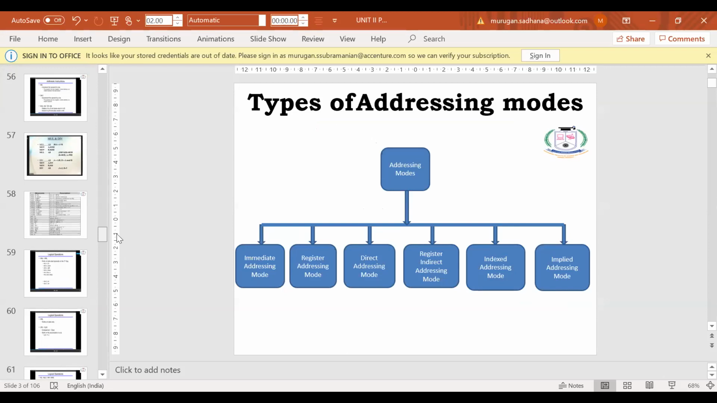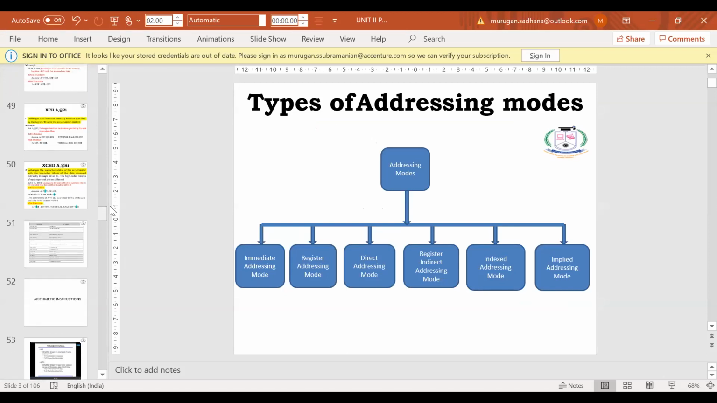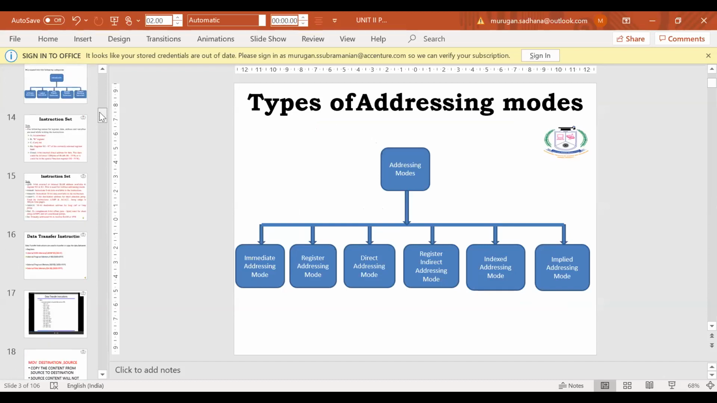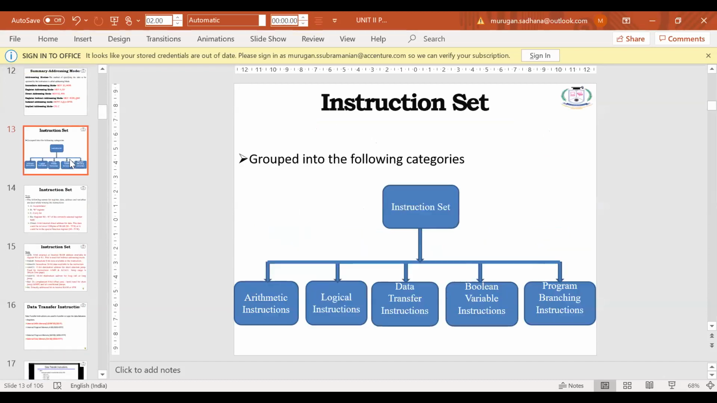Boolean instructions, and along with that we have to discuss the branching instructions, and then the logical instructions. So all these 3 types we will discuss: logical, Boolean and branching instructions, in the next class.